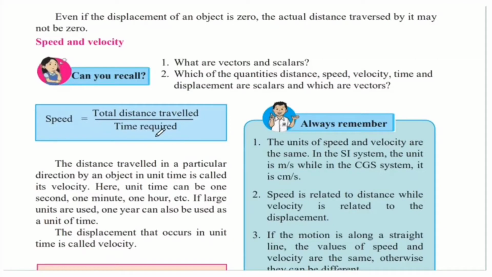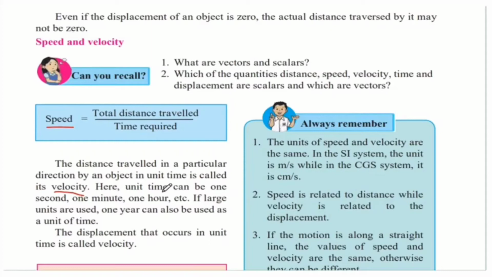So as we had seen earlier, speed is equal to total distance travelled upon the time required by the object to travel that distance. So this is a very important formula. The distance travelled in a particular direction by an object in unit time is called its velocity. So what is exactly the difference between velocity and speed is that velocity of an object changes based on the direction that the object is in and the direction in which the object is travelling.